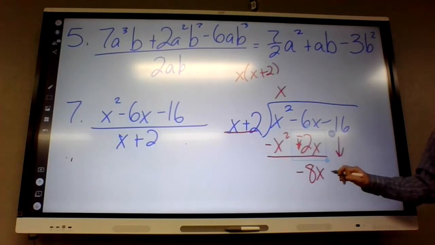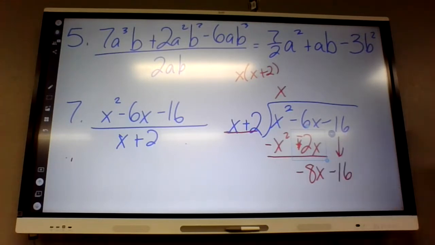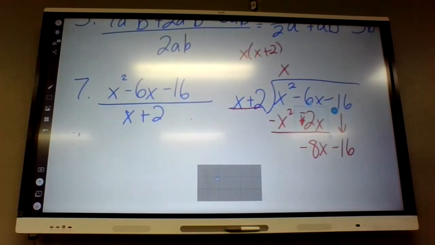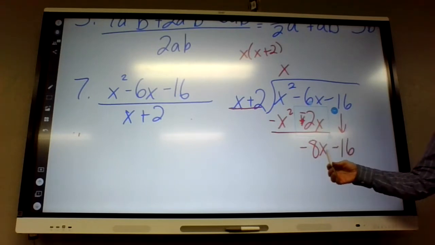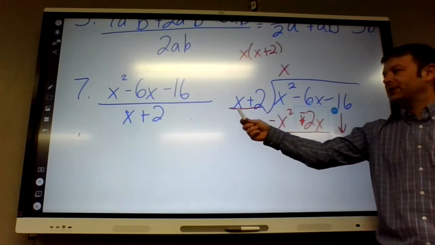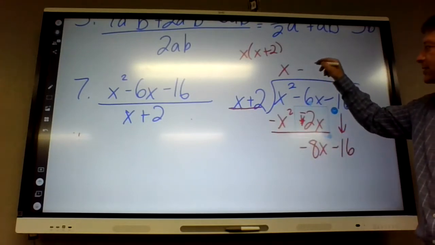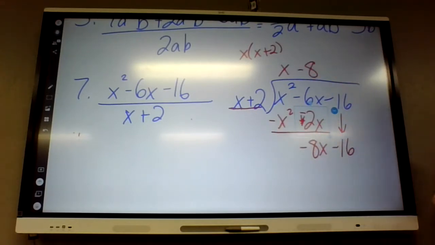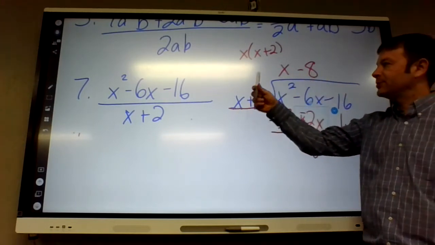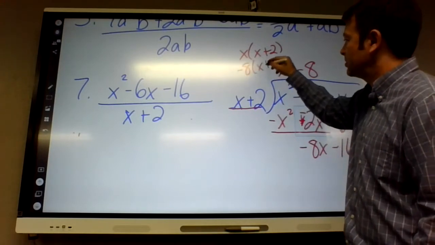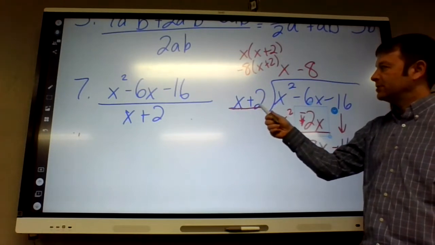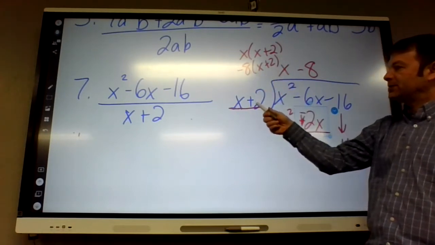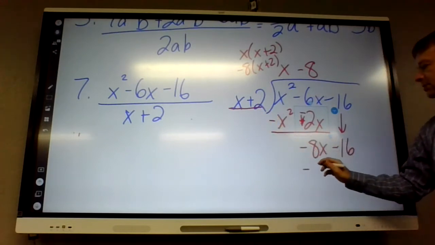Guess what I do now? Bring down the next thing. And then you start over. X times what equals negative 8x? Or you could ask it backwards. What's negative 8x divided by x? Negative 8. Okay, then I'm going to take negative 8 times x plus 2, like I did earlier. So it's negative 8x minus 16.